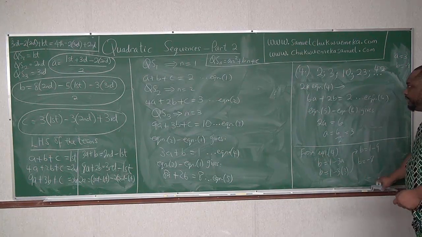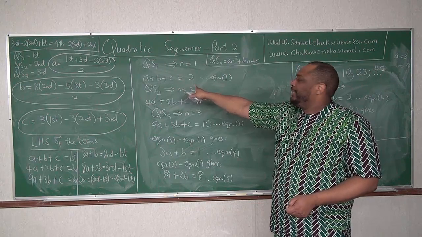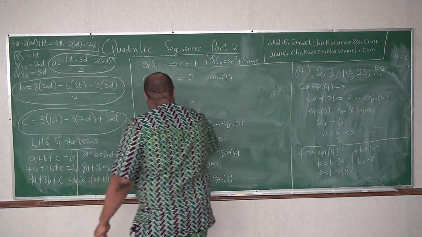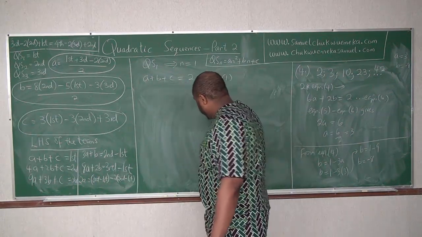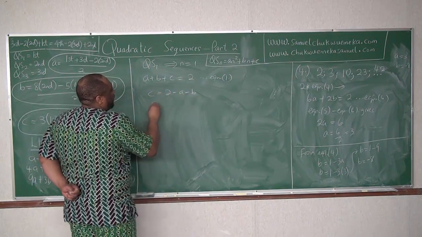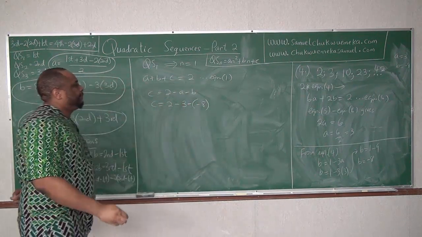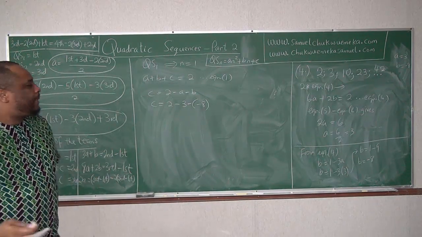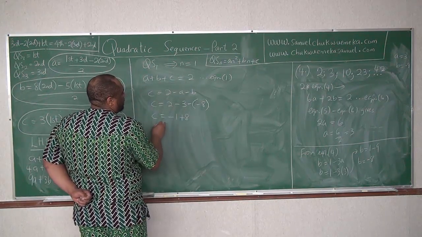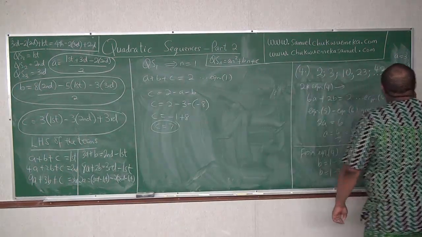Then we find c. The easiest way to find c is from equation 1. From equation 1, c is 2 minus a minus b. c will be 2 minus 3 minus minus 8, because b is negative 8. So c will be minus 1 plus 8. So c is 7.